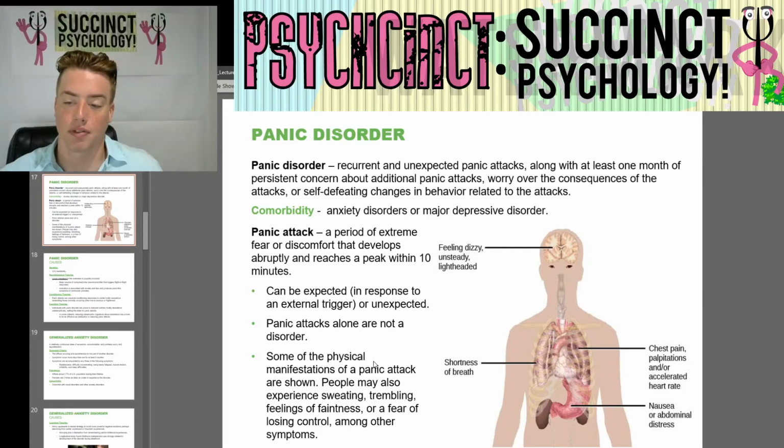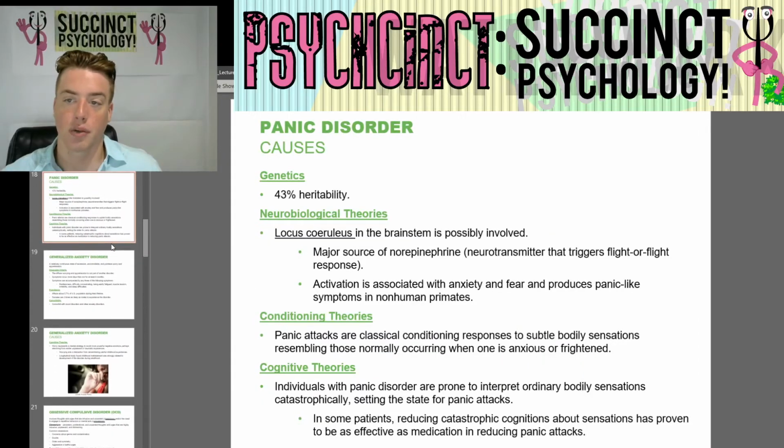Some of the physical manifestations of a panic attack are shown. People may also experience sweating, trembling, feelings of faintness, or a fear of losing control, among other symptoms. So here are some symptoms: feeling dizzy, unsteady, and lightheaded, shortness of breath, chest pain, palpitations, and or accelerated heart rate, nausea, or abdominal distress. Continuing on, so here are some causes, starting with genetics.